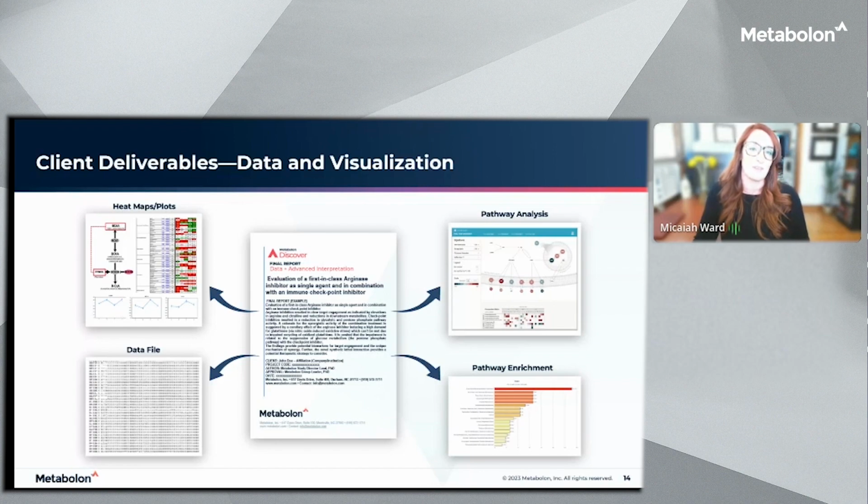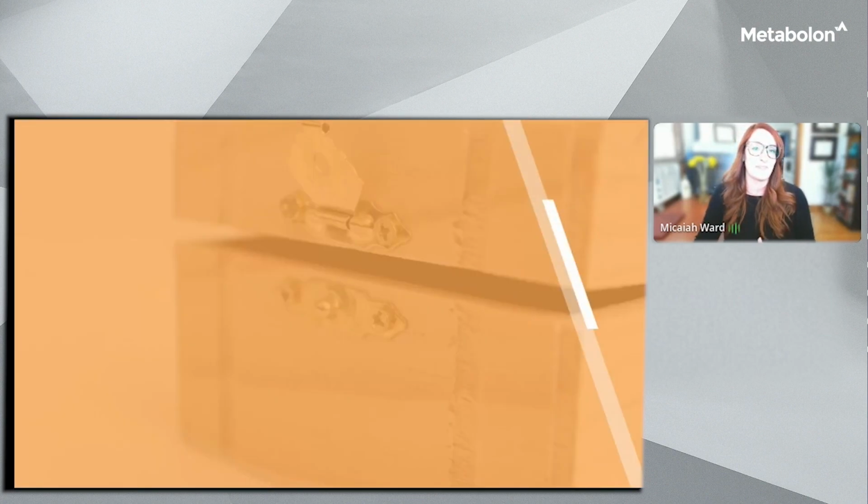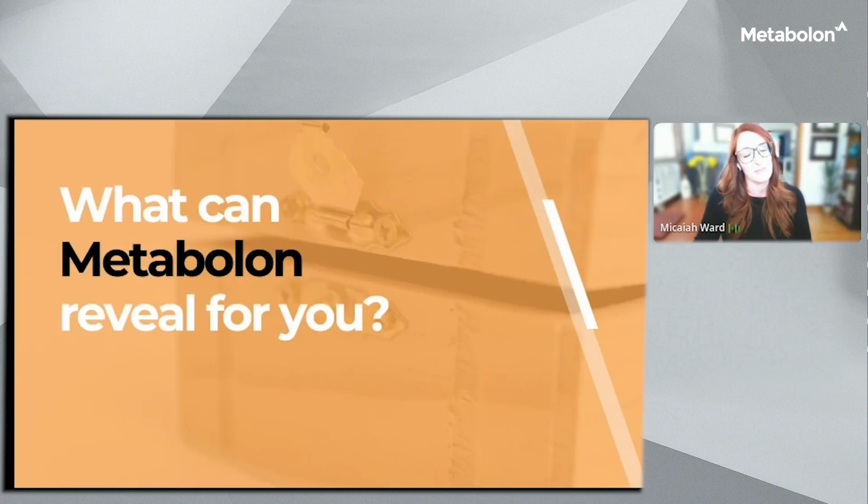From here, we also offer in-depth and fully referenced interpretive reports. And these are written by our in-house discovery and translational sciences team, which is a team of over 40 PhDs of diverse biological and biochemical backgrounds. They're really able to take full advantage of our wealth of institutional knowledge and guide you through the key results to provide actionable insights. And so as we proceed to our next speaker today, I would like to invite you to ask yourself, what can Metabolon reveal for you?